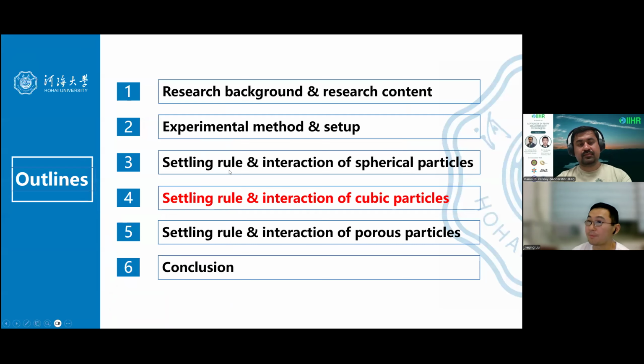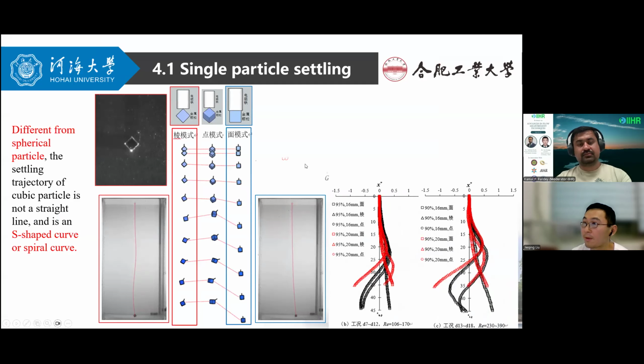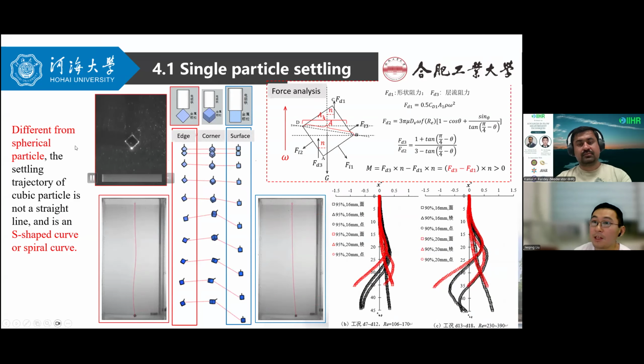Okay. Then part 4 is settling rule and the interaction of cubic particles. Different from spherical particles, the settling of cubic particles is not a straight line, and it's an S-shaped curve or spiral curve. We can see the video.